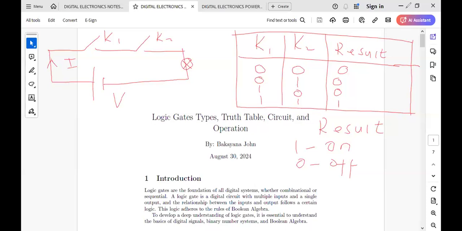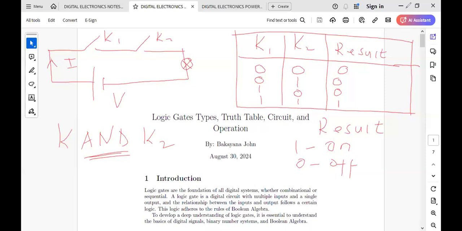So now how do we draw a conclusion from that table? Pay attention to this. The conclusion from this table is that for current to flow, both K1 and K2 must be closed. Both K1 and K2 must be closed. Underline the word "and", and that's how we come up with another gate.